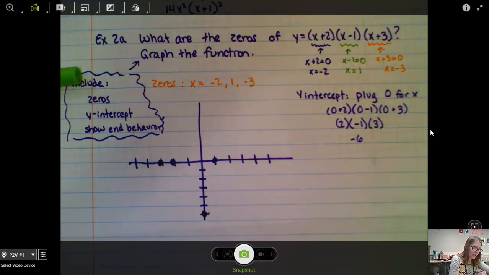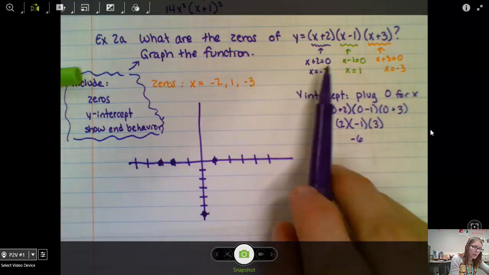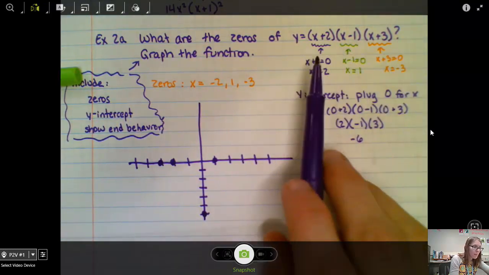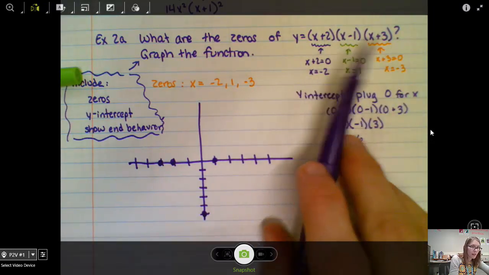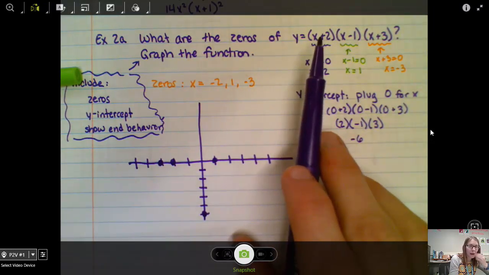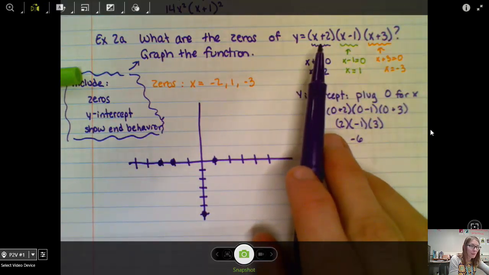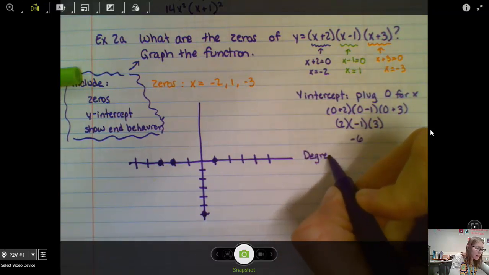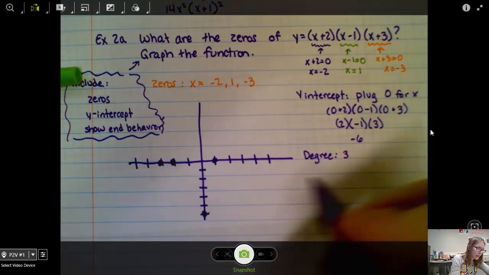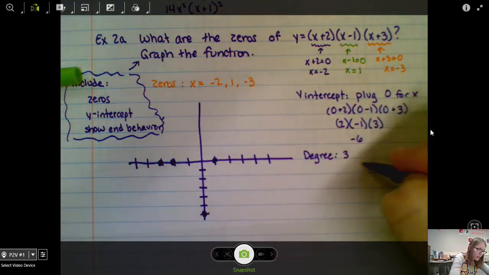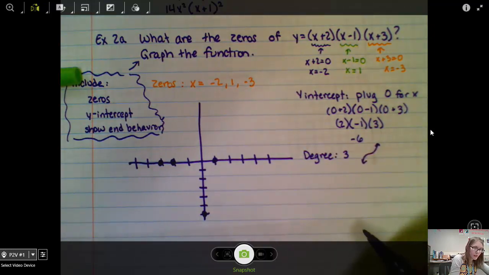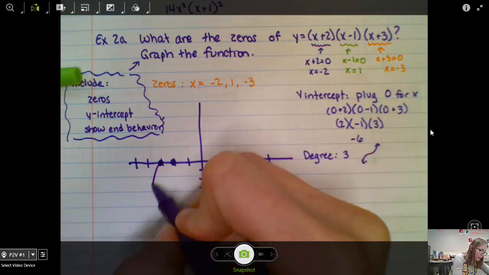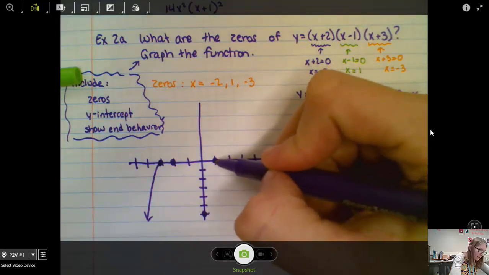Last thing we have to include is our end behavior. And don't forget that end behavior is determined by the degree of our polynomial function. So imagine here, we don't flat out see all of our terms listed out, but imagine that we were trying to multiply all of this. If I multiplied all three binomials here, I would end up with x times x times x. I would end up with a degree of 3 because I'd have x to the third somewhere. Okay, and that degree of 3 means my ends go opposite directions. So this far left end is going to go down. This far right end is going to go up.